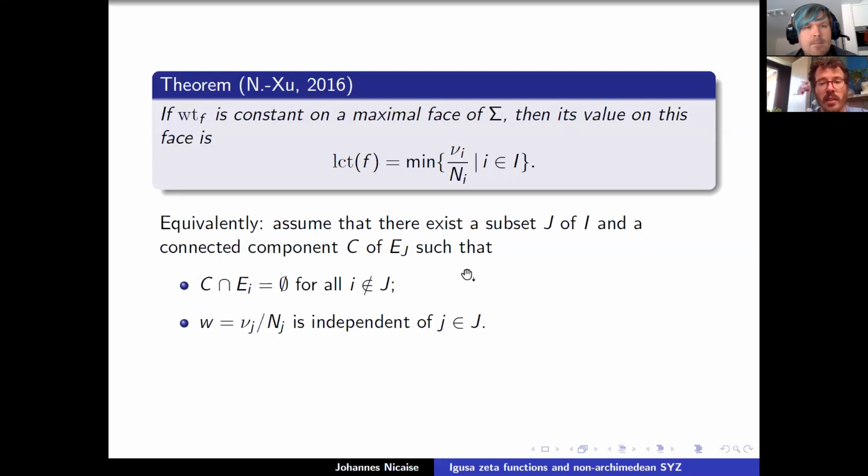Then we express the property that the weight function is constant on the phase corresponding to C. So that means that the value of the weight function at the vertices, which correspond exactly to components E_j with j in capital J, is constant, that it's independent of little j. And so we give this value a name, we call it W. So W is the constant value of the weight function on the phase corresponding to C. And then what we need to prove is that if this happens, W must be equal to the log canonical threshold of F.